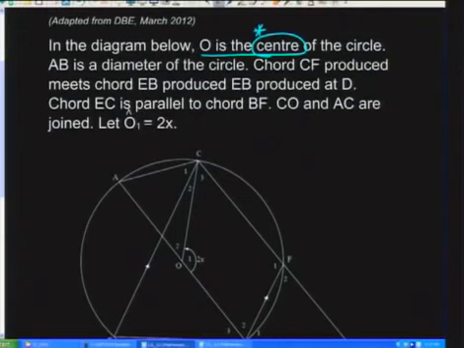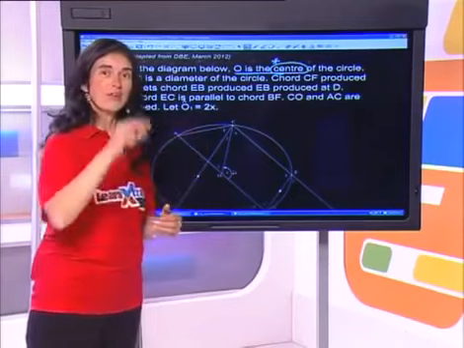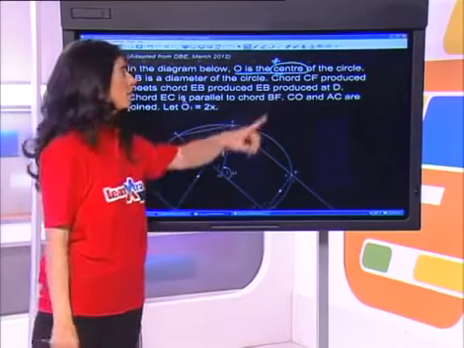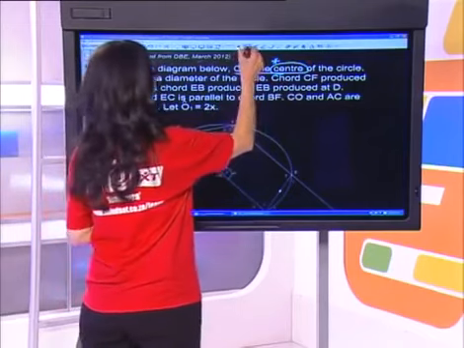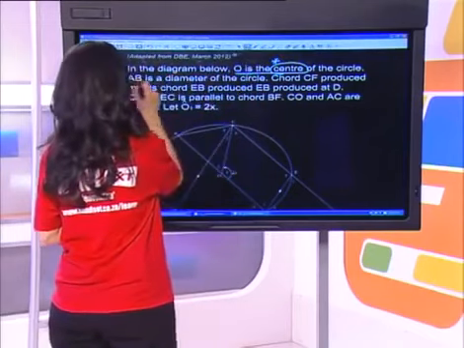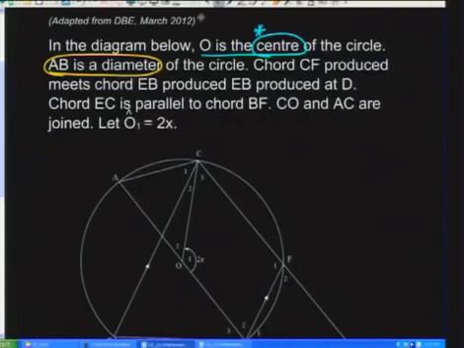Without a center, we have no radii. Without a center, we have no diameters. So don't jump into the diagram and say, oh, there's a radius. Be careful. Did you start with a center? So we have a center, and we have a diameter. Got a diameter as well. Chord CF is produced. This is very important language.